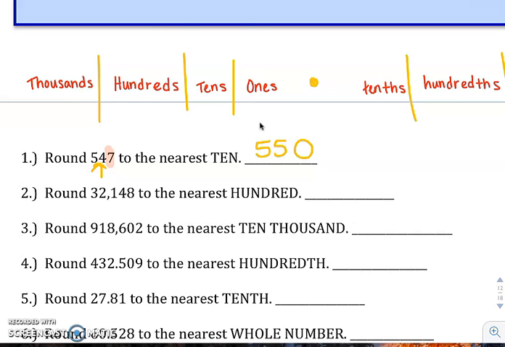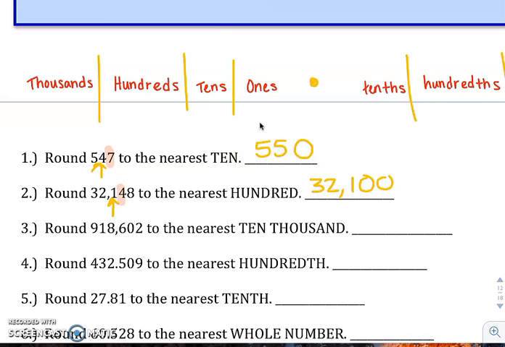So how about round 32,148 to the nearest 100? So the nearest 100 is that spot right there after the comma. So looking at the 1, is the 4 going to keep it a 1 or bump it up to a 2? It's going to keep it the same. So we're going to keep the 3, 2, 1. And after that will become 0. So we're just rounding to the nearest whatever value it's telling us.